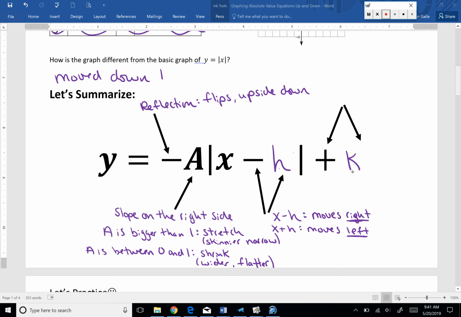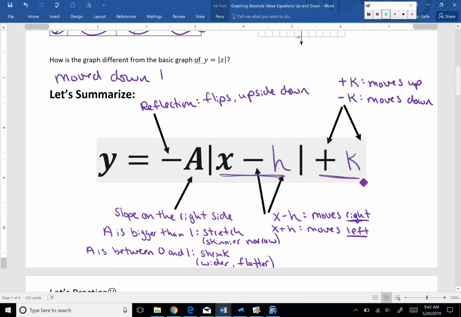The last piece, the new part from today, we had the addition and subtraction outside the absolute value bars, and that does exactly what we think it should do. When we added a number, we move up. When we subtracted a number, we move down. So we have to be careful. Adding and subtracting inside the absolute value bars moves our graph horizontally left and right, and then adding and subtracting outside the bars does something totally different. It moves our graph vertically, which is up and down.